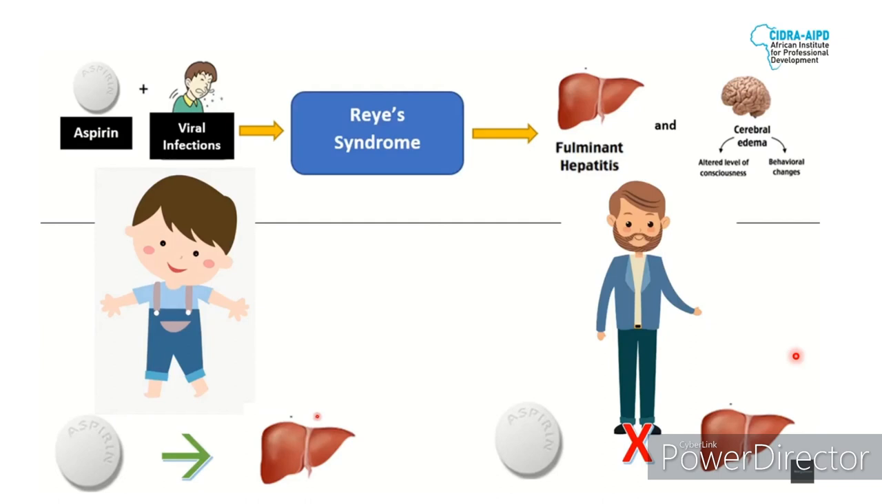Another example is whether aspirin causes Reye's syndrome. If someone asks, is that true? Does aspirin cause Reye's syndrome? The answer is yes if it's a child, and no if it's an adult. So here, age is actually the effect modifier. Depending on the age of the person, we can conclude whether they will have Reye's syndrome or not. Therefore, this is also a case of interaction.